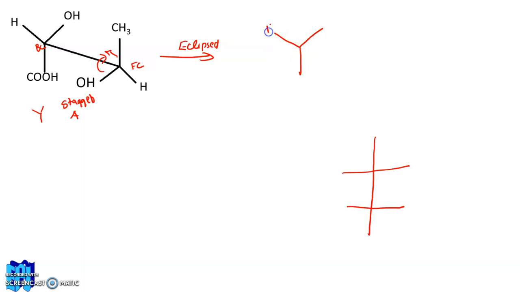I mark it as this is H and this is OH, and the bottom position is occupied by COOH. Then the other one has the same configuration, it is like this. We are rotating just like so. On the bottom position it will be H, then OH, then CH3.